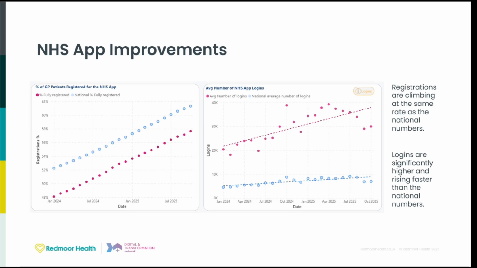The combination of that steady registration growth and the faster growth in logins just shows that the focus on education, messaging, and support has translated into real behavioural change, not just headline uptake. So this also helps the practice to identify the next opportunity for improvement, which is going to be increasing the proportion of fully registered users, which would unlock even more functionality and further reduce that avoidable practice workload.